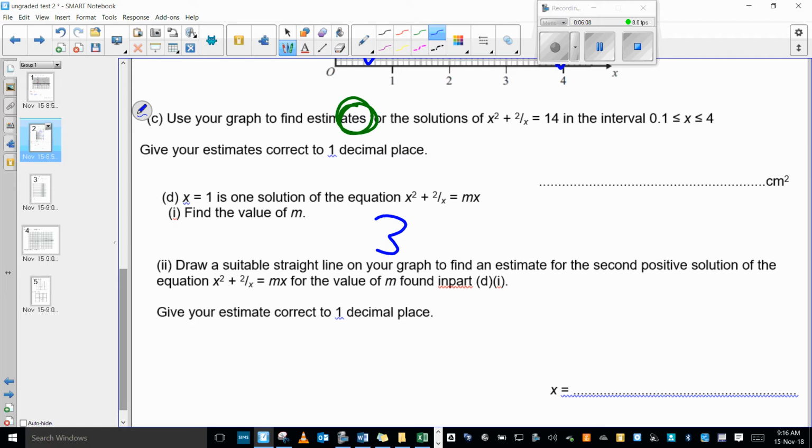Alright, okay, it says, draw a suitable line on your graph to find an estimate for the second positive solution of the equation for the value found in part D1. Give your estimate correct to one decimal place. Oh, now it gets quiet.